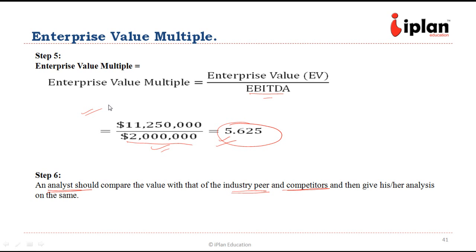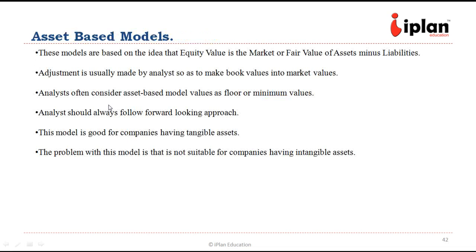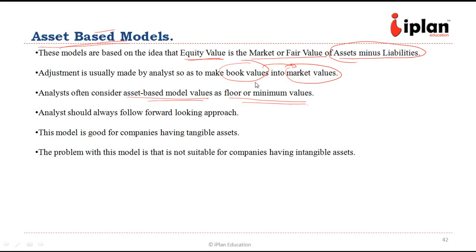Now let us look at another kind of model, which is the asset-based models. These models are based on the idea that equity value is the fair value of the assets minus liabilities. Here the adjustments are made by the analyst so that book values are adjusted to market values. Here these asset-based values are considered as a floor or minimum value. Suppose we have calculated the book value, the market value is usually higher than the book value. Now it should adopt a forward-looking approach so that the book values are expected book values.